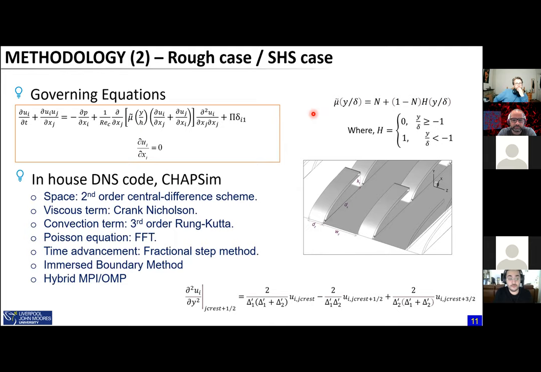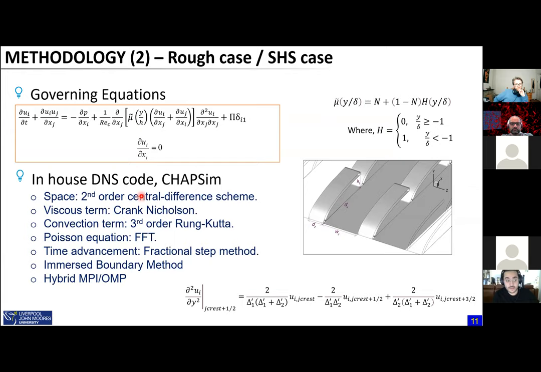This is done by revising the second order derivatives of the streamwise and spanwise velocities with respect to the wall normal distance at the first point next to the interface. In the in-house code, space discretization is done using the second order finite difference scheme. Viscous terms are solved using the Crank-Nicolson method, convection terms using a third order scheme, the Poisson equation using fast Fourier transformation, and the time advancement using the fractional step method.